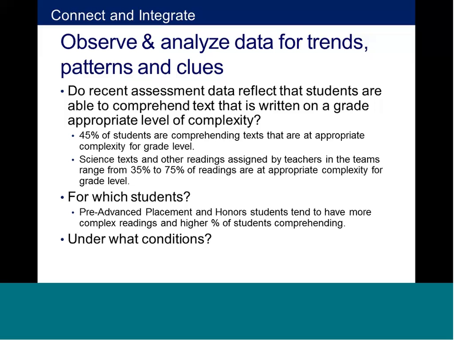They also assessed the different readings that they were assigning and using. And what they found was the teachers had anywhere from 35% to 75% of their readings at an appropriate complexity level for their grade level. They also discovered that this was mostly applying to the pre-advanced placement and the honor students. They tended to not only get the more complex readings, but they also had a higher percent of students comprehending those.